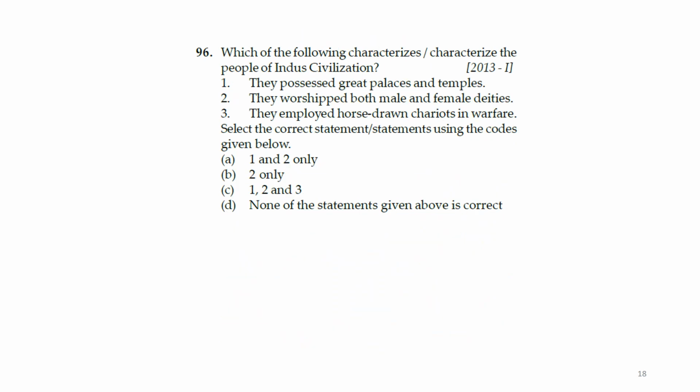Next question: which of the following characterizes the characteristics of people of the Indus Valley civilization? I think you can answer this question. Anyway, we'll see: they possessed great palaces and temples. They worshipped both male and female deities. They employed horse-drawn chariots in warfare.